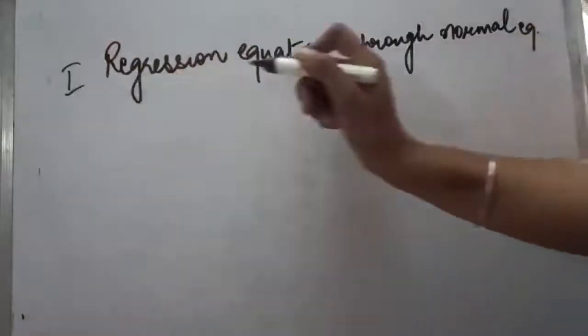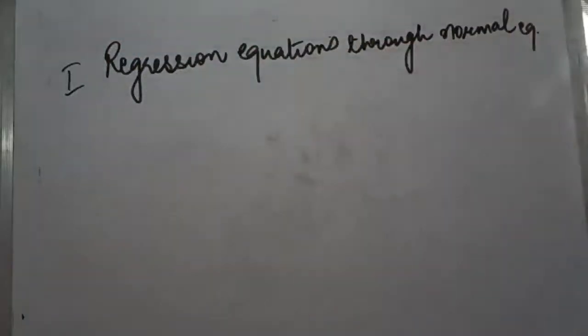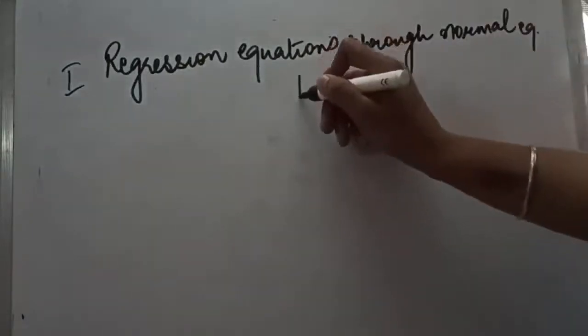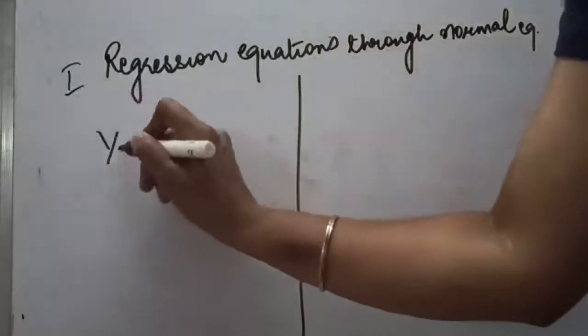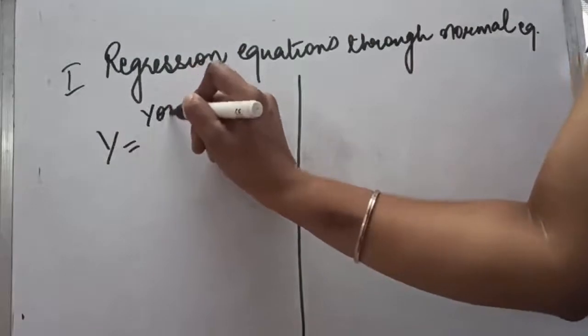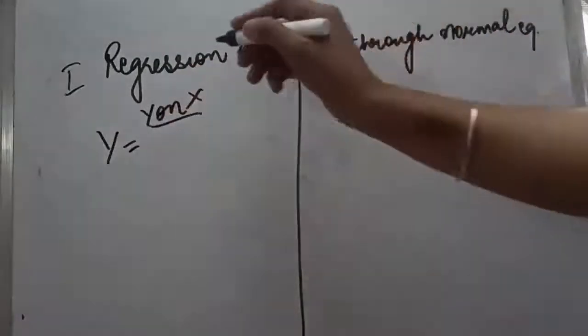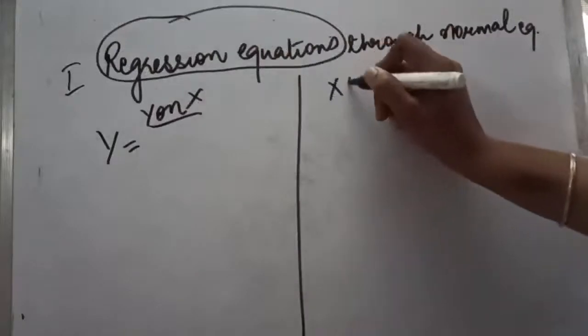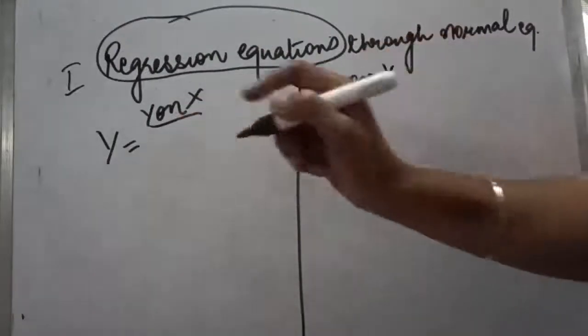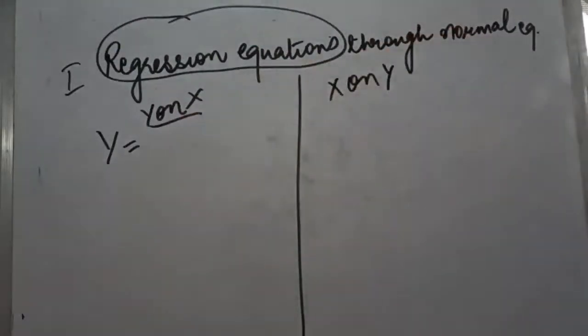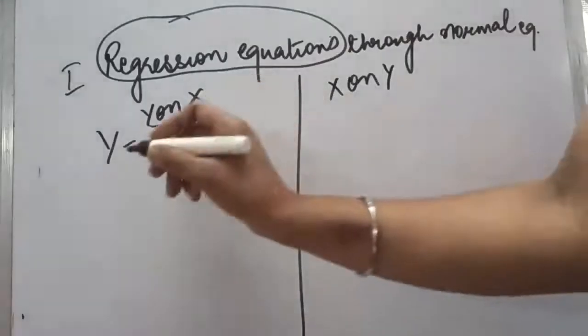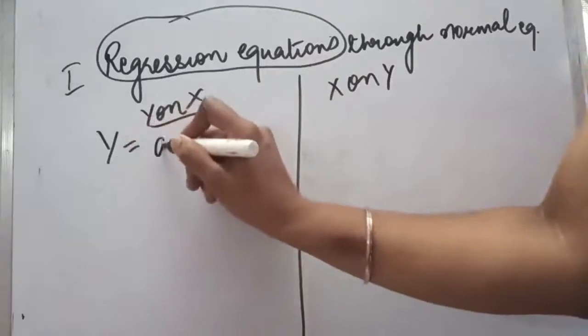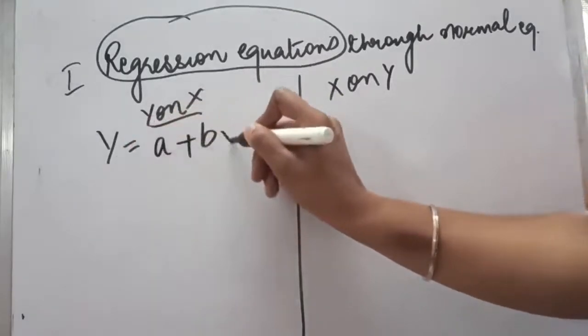We will calculate regression equations through normal equations. Now, which are these two normal equations? As I discussed with you, if I have to calculate y on x equation, y on x is the regression equation and second will be x on y regression equation. So when you have been told to calculate y on x regression equation, we can make use of equation y is equals to a plus bx.